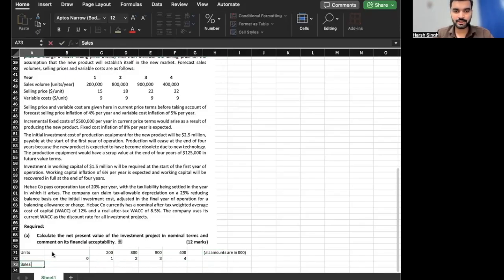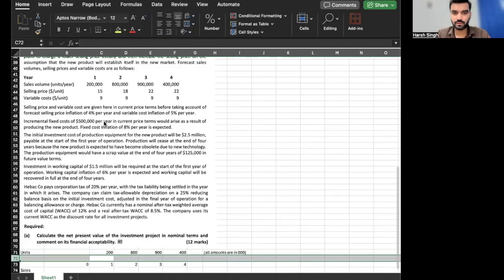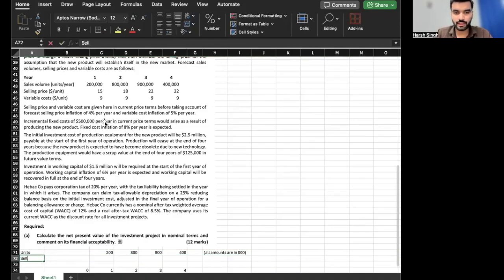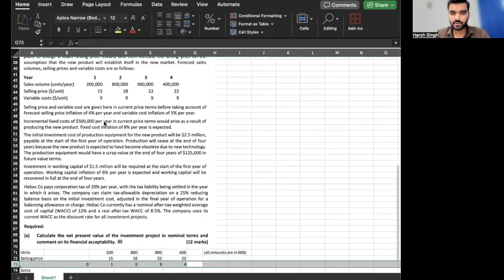So I'll come to the sales. Sales in year 1 will be equal to 200 multiplied by, what is the selling price? 15. Let's do one thing as well. I'll put down selling price and I'll put down variable cost. Selling price will be 15, 18, 22, 22. Variable cost is 9, 9, 9. The variable cost is not required.